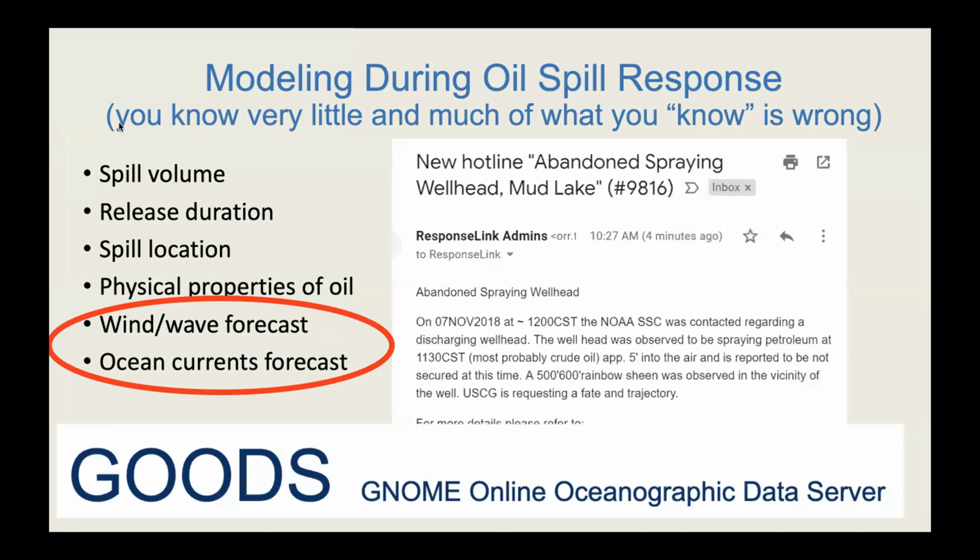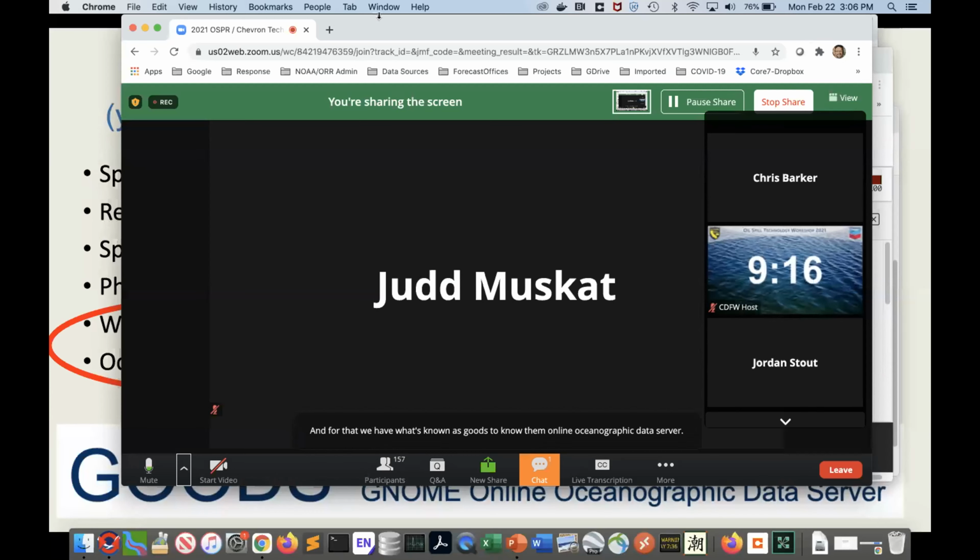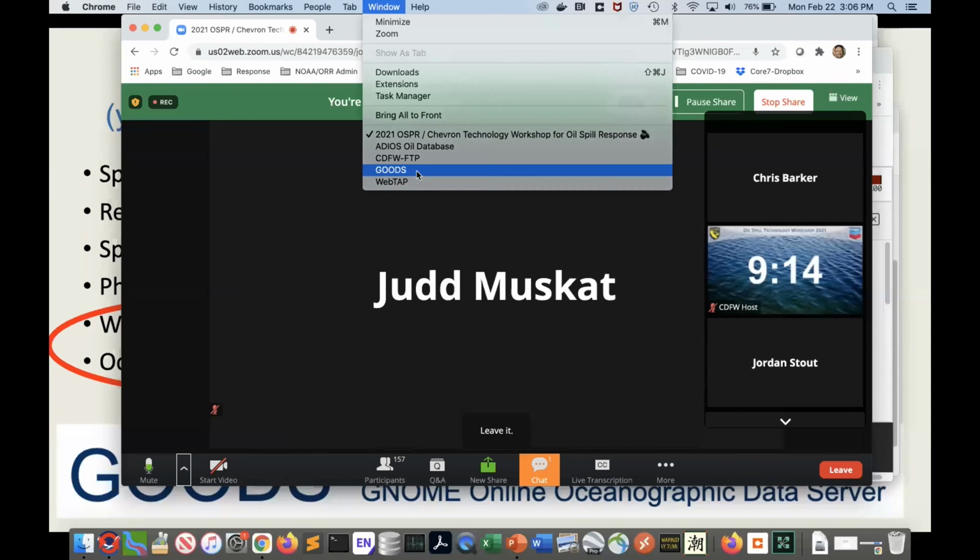So let's see, I just showed you all that. So then the other piece, if you want to try to model an oil spill, is you need to know something about what's going on with the winds and the waves and the ocean forecasts. And for that, we have what's known as GOODS, the GNOME Online Oceanographic Data Server. I believe I've got that up here too.